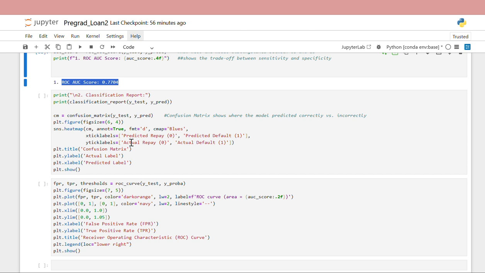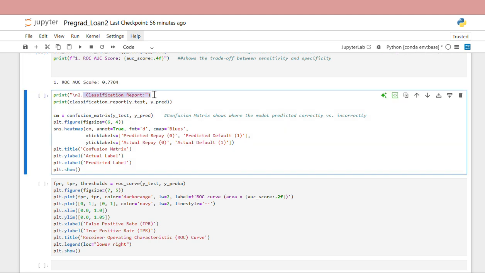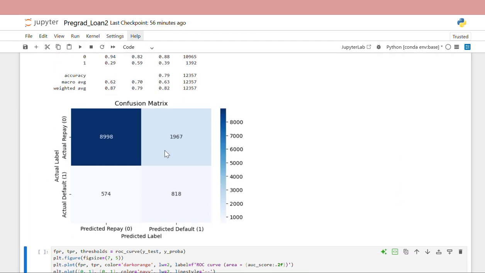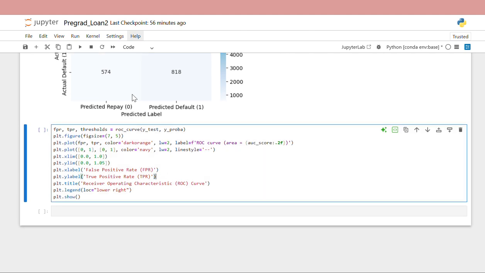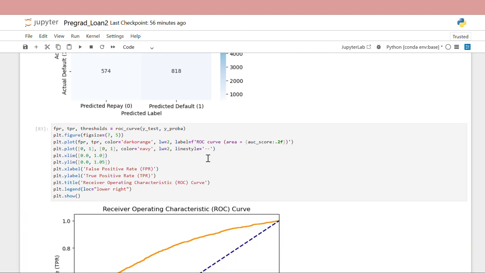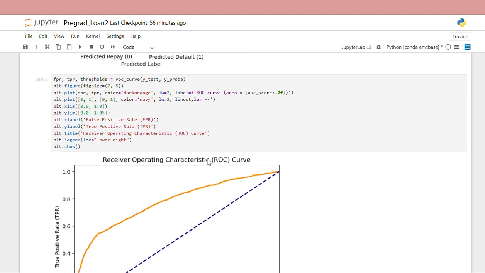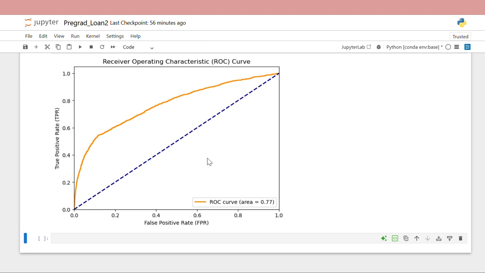I also printed the classification report, which shows accuracy, precision, recall, and F1 score. These values help us understand how well the model is identifying actual defaulters and repayers. Next, I have plotted the confusion matrix. We're using Seaborn's heat map. This matrix visually shows the number of correct and incorrect predictions for both classes. For example, how many people were correctly predicted as repayers and how many were misclassified.